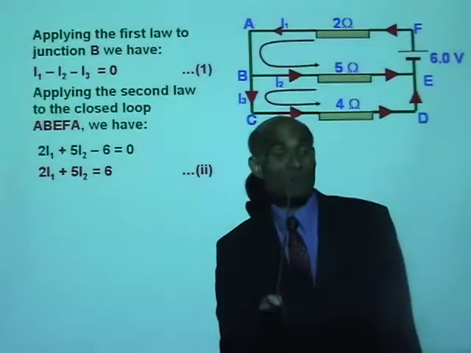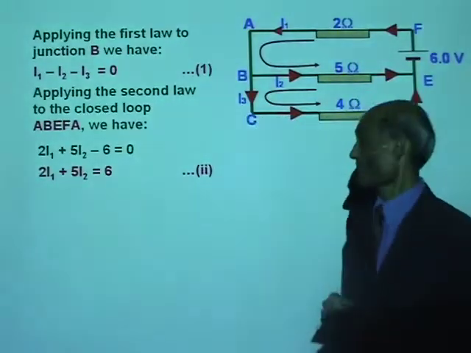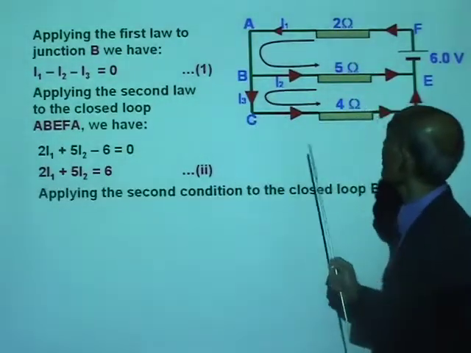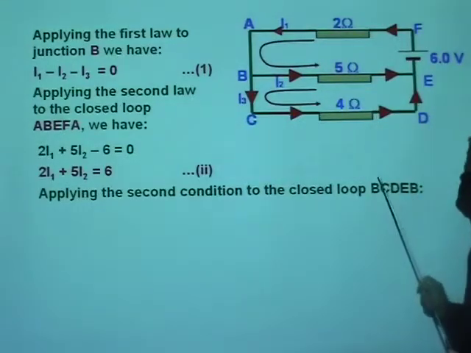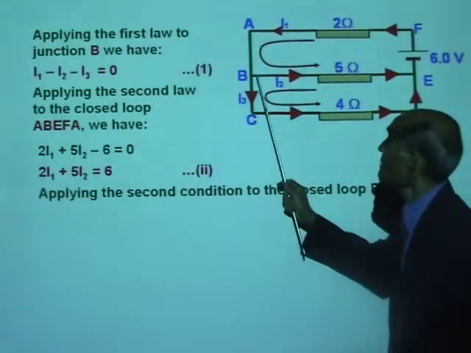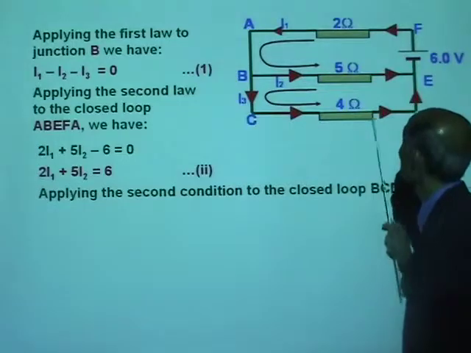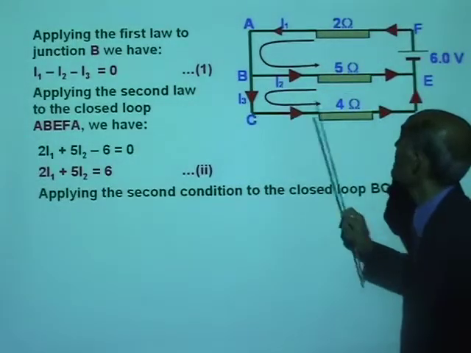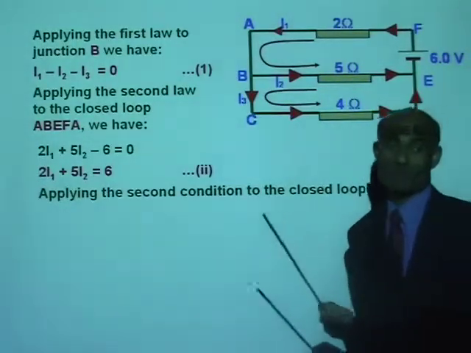Alright, we still need one more equation. What do we do? Well, we apply that second law to another closed loop, which is B, C, D, E, B. Can you do that on your own? Can you apply the second law to B, C, D, E, B and write down an equation?